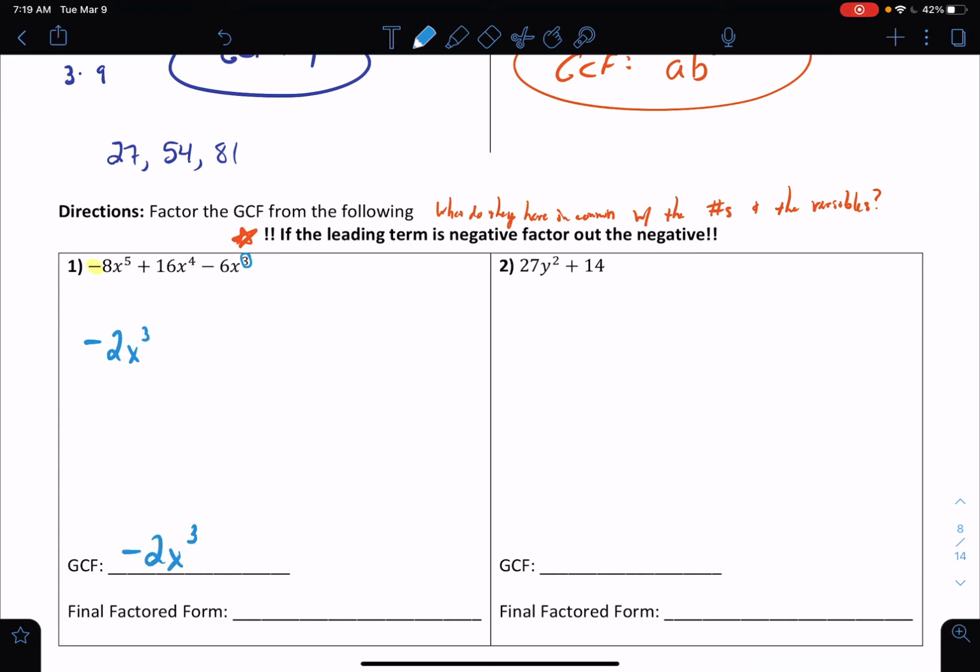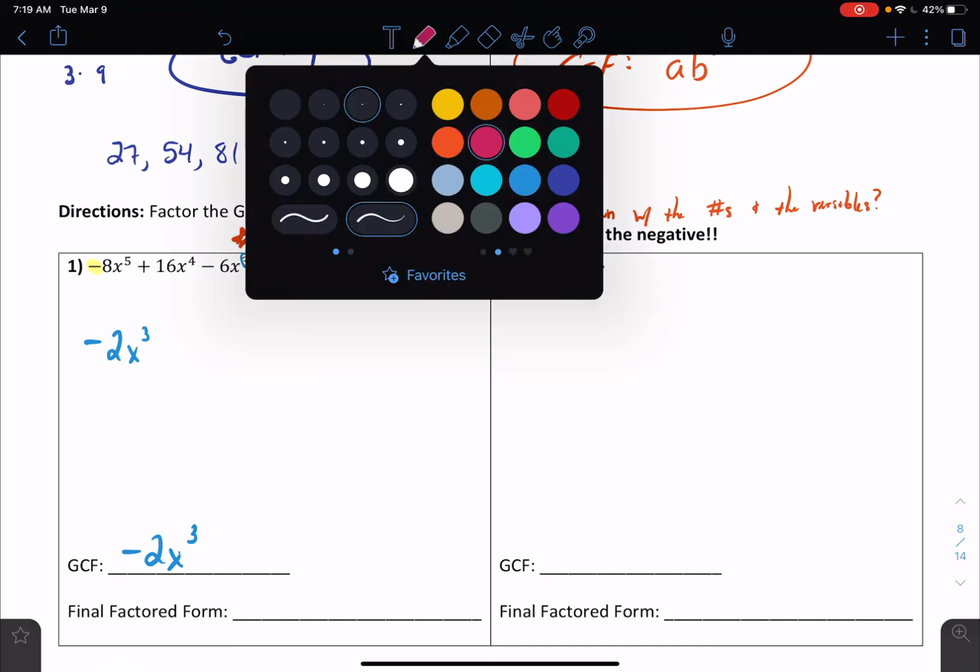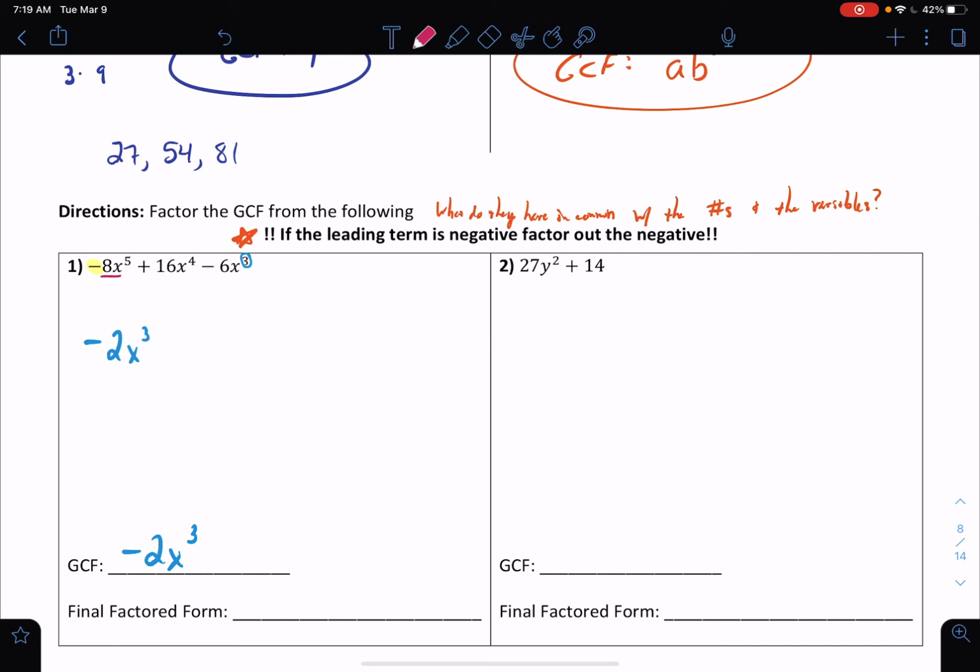But when we factor that out, there's still something left over inside the parentheses. Okay, so what I'm going to do is divide each of these by negative 2x to the third. All right, and what's going to be left over? Well, negative 8 divided by negative 2 is 4.